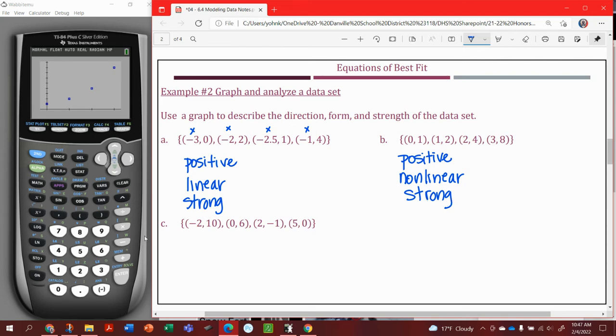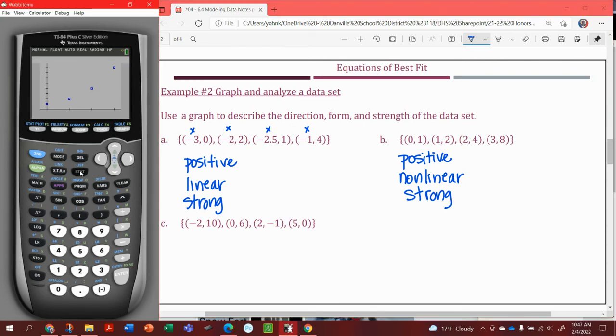All right, let's do letter C. So again, we're going to go back to our stat and our edit. We're going to clear up, clear down, up, clear down. Our x's are the first numbers. Those go into L1. And then our y values go in L2. And then to graph it, I'm going to hit zoom 9.